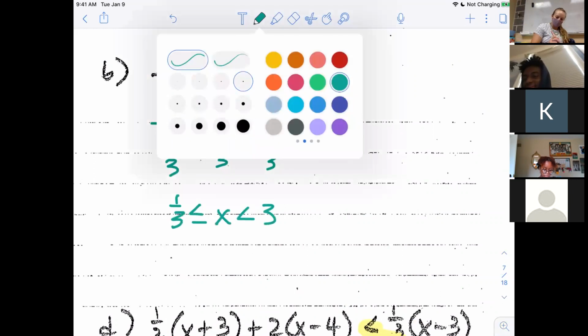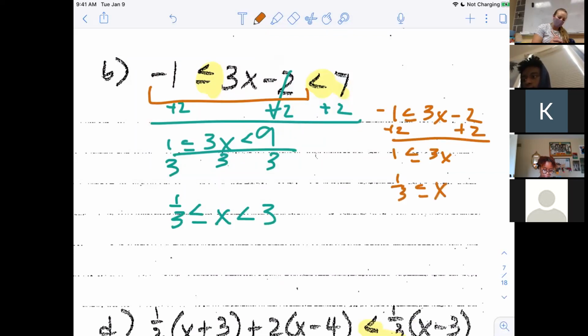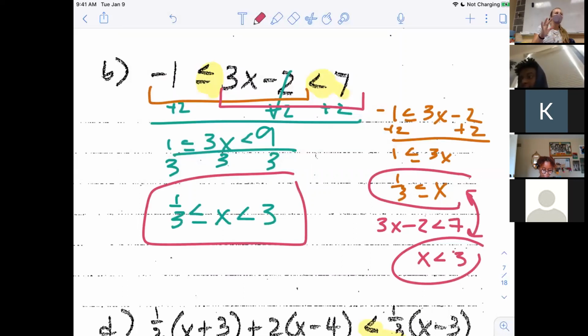Now, you also may have learned in the past that you have to split it up. So you do the first part, -1 is less than or equal to 3x minus 2. And then you solve that, add 2, divide by 3, 1/3 is less than or equal to x. And then you have to do the other part. So then we do 3x minus 2 is less than 7. Add 2, divide by 3, x is less than 3. And then we would put those 2 together. But that's what this is all together as well. Either way is fine. I find less mistakes if I go all the way through the first time like I did.